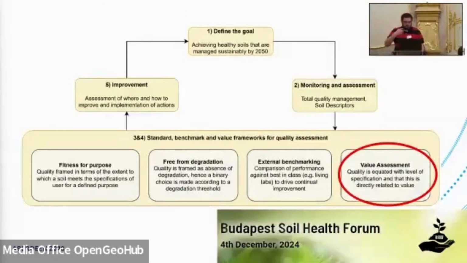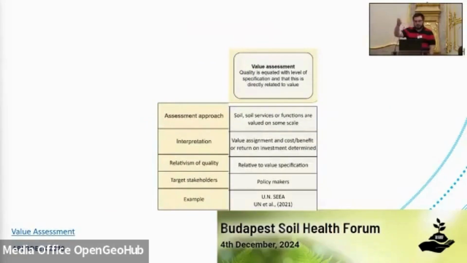Now, I mentioned earlier on that soils are being utilized a lot more and being taken an interest in a lot more by the finance and business sector. So value assessment has to come into play, where quality is equated with the level of specification that is directly related to a value. And this goes back, again, to the target stakeholders of policymakers, whereby we're looking at how much of a value or cost benefit something that happens to your landscape is going to bring to future investment or return on future investment. This is relative to value specification, if you will. It can be quite arbitrary, but there is work being done in this area.